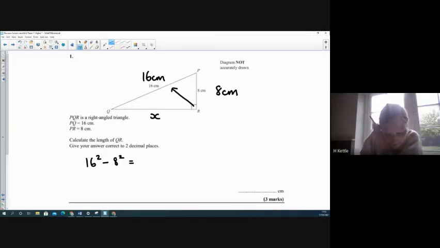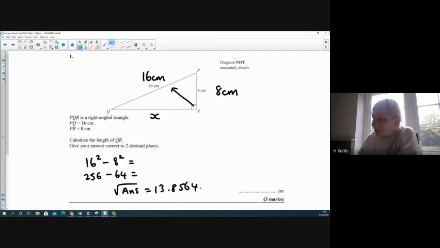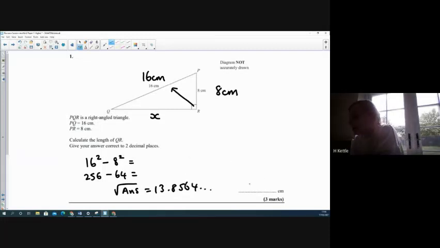16 squared is 256. Take away 8 squared, which is 64. And then we're going to square root that answer. So that is 13.8564... So to two decimal places, we're going to say 13.86. Fab. Okay, next question.